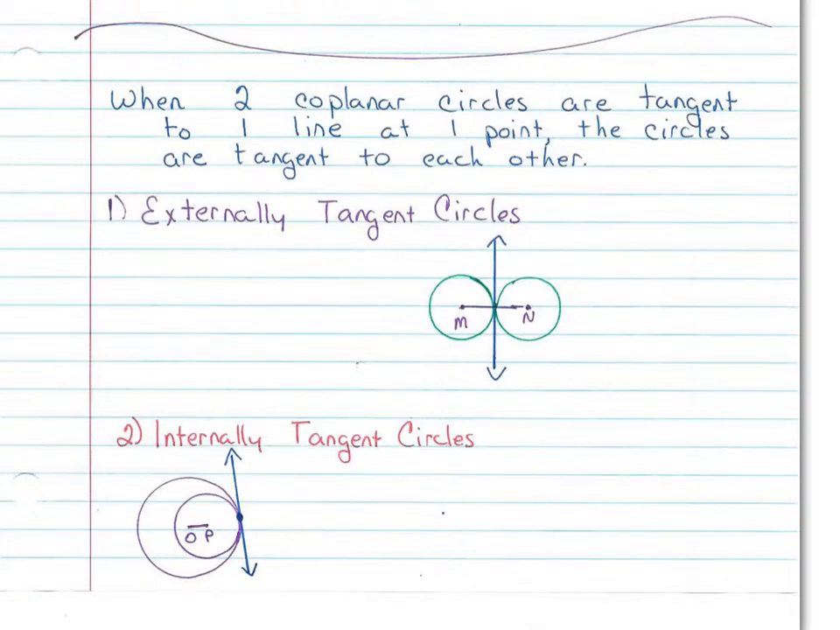When two coplanar circles are tangent to one line at one point, the circles are tangent to each other. You have externally tangent circles and you have internally tangent circles. Congruent circles have congruent radii.